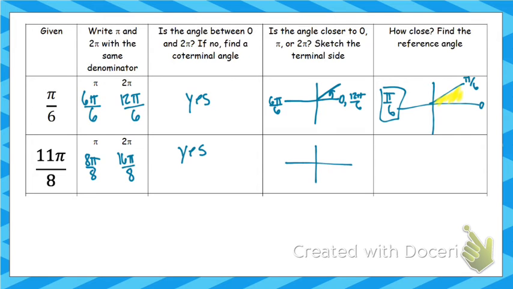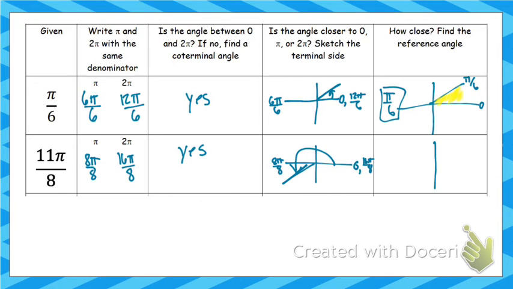Now let's label those points. Here's 0. Here's 8 pi over 8. Here's 16 pi over 8. All right, now let's figure out where 11 pi over 8 is going to fall. So if I go around this circle, 11 pi over 8 is going to be past 8 pi over 8. Now I need to figure out, is it closer to 8 pi over 8 or closer to 16? Well, 11 is 3 away from 8, and it's 5 away from 16. So we're closer to 8, so we're in quadrant 3. So there's my angle.